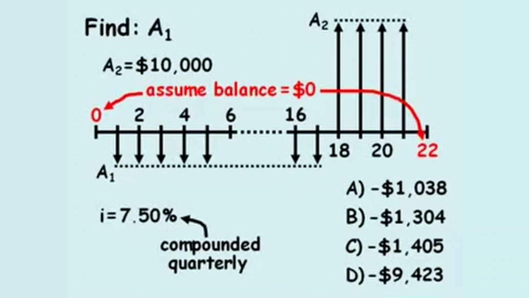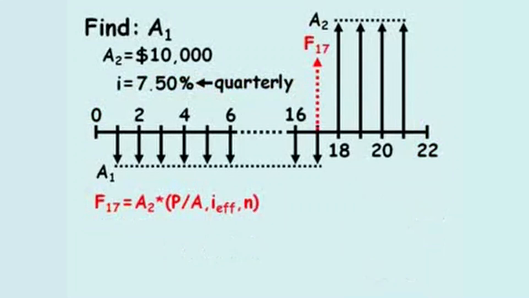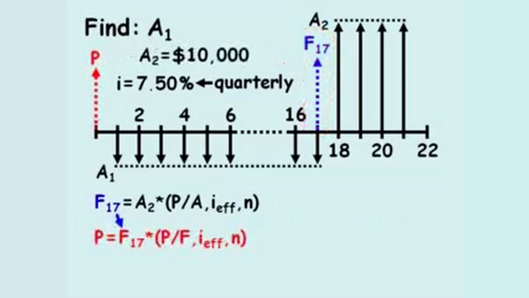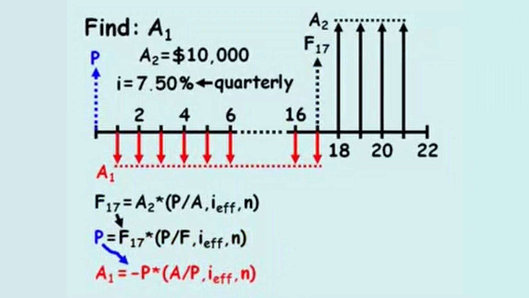To solve this problem, we'll first convert the positive annual cash flow, A2, to an equivalent future value at the end of year 17. Keep in mind the arrow size for F17 is not drawn to scale. Next, we'll convert F17 to a present value P using F17 and the appropriate discount factor. Lastly, we'll convert P to the annual value A1. Take note that we added a negative sign to this third equation to account for a negative annual cash flow.